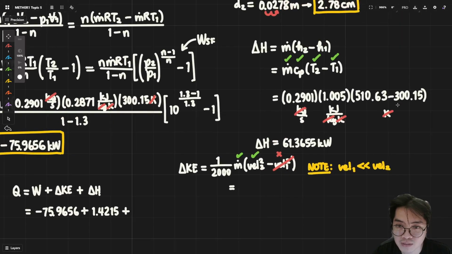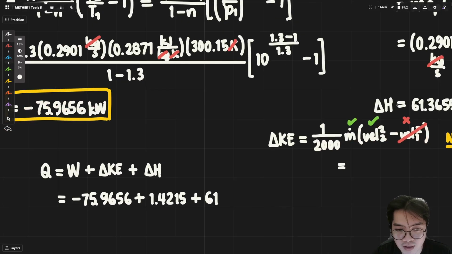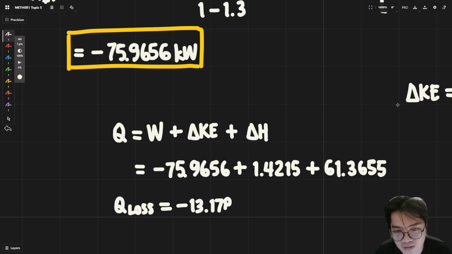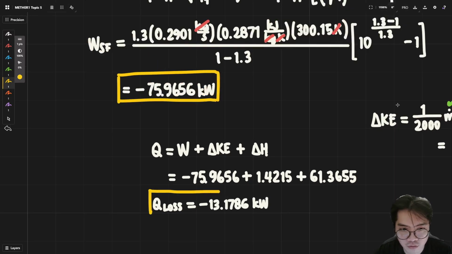That will be, what was that again? 61.3655. So if we put all of this together, negative 75.9656 plus 1.4215 plus 61.3655, we will get an answer of negative, which is, of course, hopefully what you were expecting as well. It's a heat loss, right? Negative 13.1786 kilowatts. That is your answer for the heat loss in here.